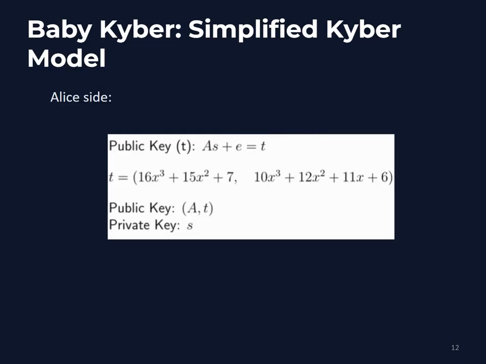As before, Alice generates a secret key S along with a random error E. Using this, she computes the public key component T. The result T is a column vector which is sent to Bob together with the public matrix A.